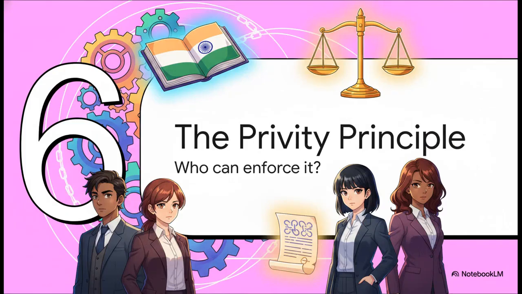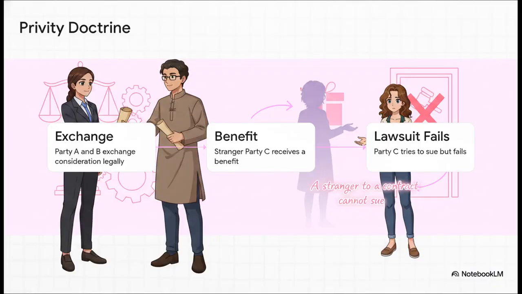And finally, Section 6, the privity principle, also known as the VIP list of contract enforcement. This brings us to a really brilliant illustration of the privity of contract doctrine. Imagine Party A and Party B sit down and make a legally binding contract that, down the line, ultimately benefits Party C. Now, if Party A suddenly breaks that promise, can Party C sue? Generally speaking, absolutely not. This rule was firmly established in the landmark English case Tweddle v. Atkinson. Basically, a stranger to a contract cannot sue.